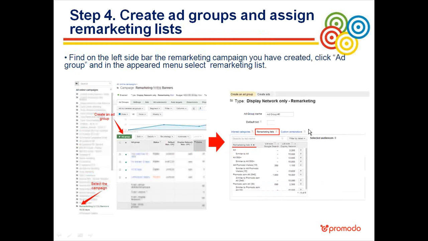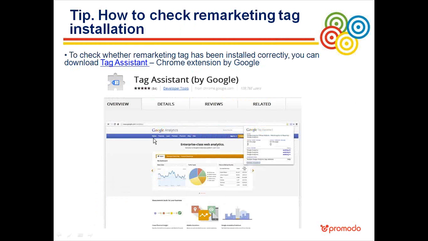After you have done this, you create ad groups. So you navigate to the list of all your online campaigns, select the campaign, and then you click Add Group. After you've done this, you see the Remarketing List tab, where you can select any number of remarketing lists which you have previously created. You can combine them, and thus you define the audience for which you would like the banner to be shown.